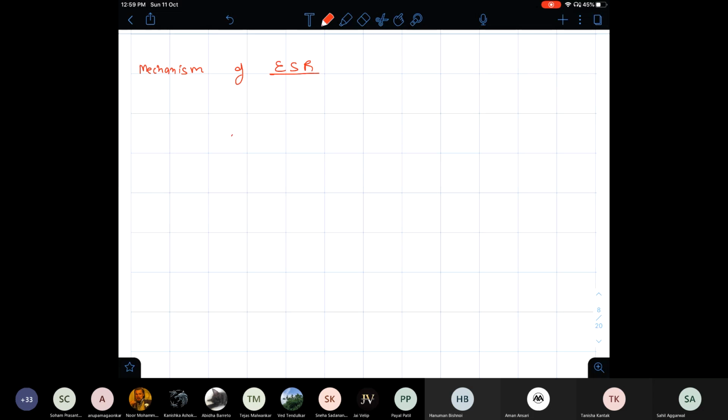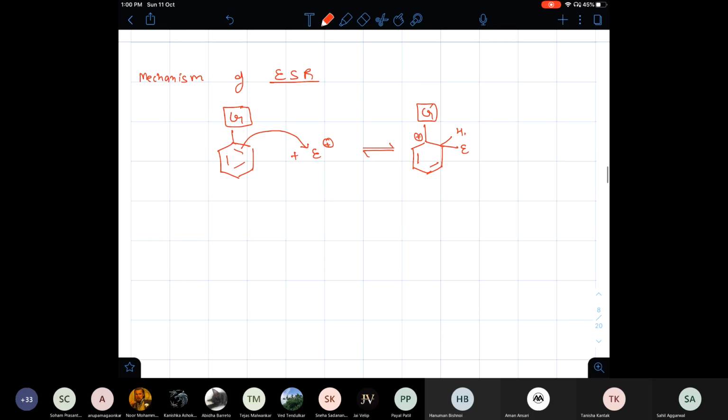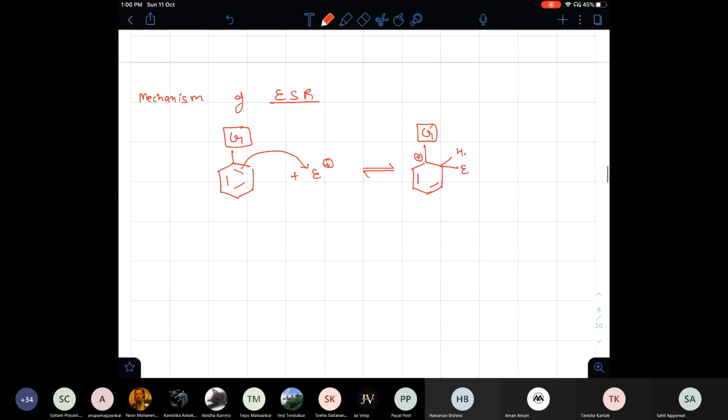Mechanism of ESR. Let it be substituted benzene, कुछ भी हो सकता है ये. It reacts with electrophile. It will attack on this. Any doubt in this step?